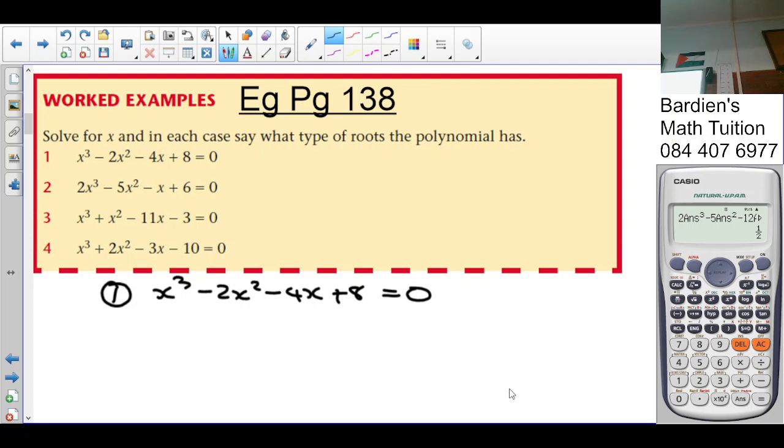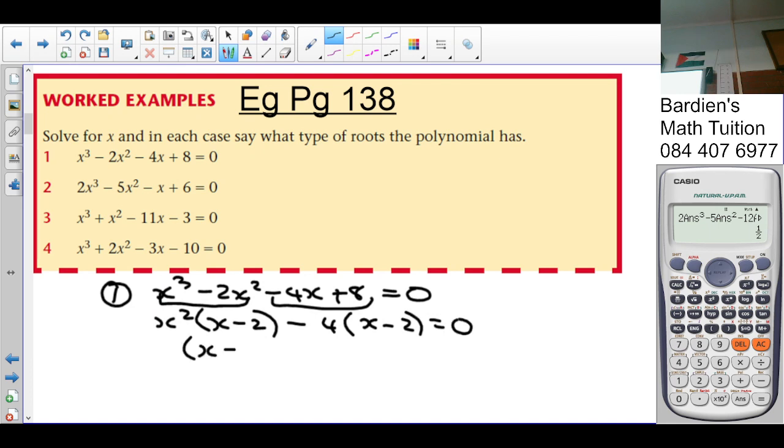Okay, so let's do this quickly. So here we're going to factorize. We're going to solve for x. Here we don't need to test because here we have a common factor. So we take out the common factor of x squared, so it's x minus 2, minus 4 is a common factor in the next set of terms. So it's going to be x minus 2 equals 0.